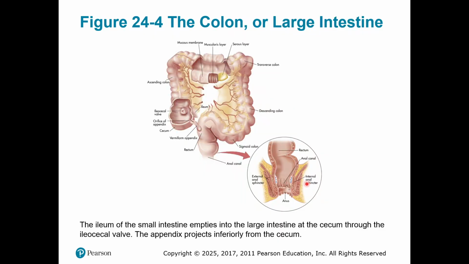And here is the colon or large intestine with the ileum of the small intestine that empties into the large intestine at the cecum and through the ileocecal valve. And the appendix projects inferiorly from the cecum. So let's see here. Here's the appendix right here. That's what it's talking about. There's the cecum. The ascending colon coming over here to the transverse colon, and then the descending colon.